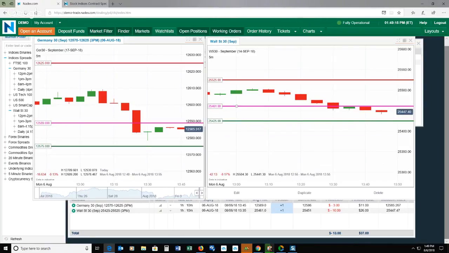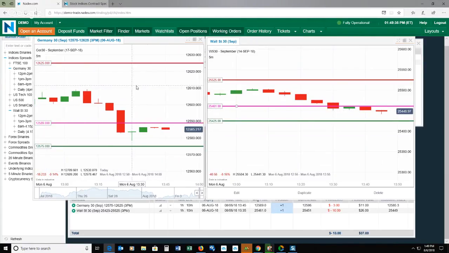Again, the green line is representative of the floor price, which is always on the left-hand side of the spread. And the red line is representative of the ceiling price, which is always on the right-hand side of the spread. So if you look here, this is the left-hand side, this is the floor, this is the right-hand side, this is the ceiling. This is the floor, this is the ceiling.